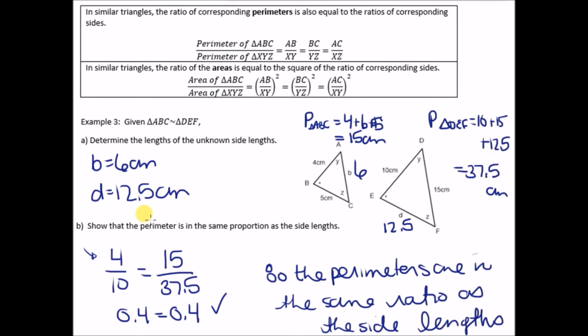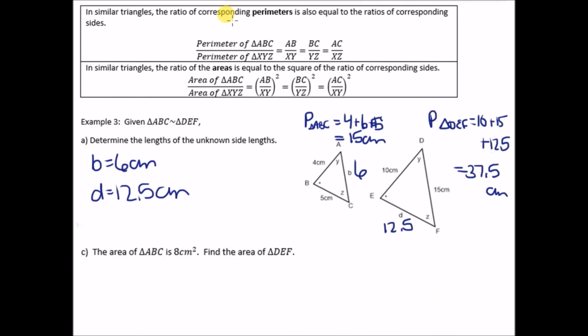Now let's take a look at area. Okay, so coming back to up here, in similar triangles, the ratio of the areas is equal to the square of the ratios of the corresponding sides. So a little bit different. We would take the ratio of the corresponding sides and then square it. Okay, so we have the area of triangle ABC is 8 centimeters squared. Find the area of triangle DEF. So area equals question mark.